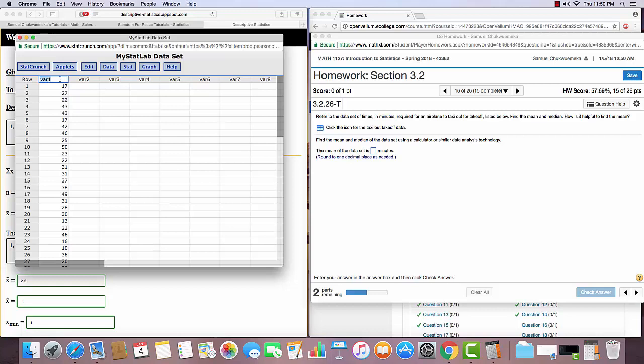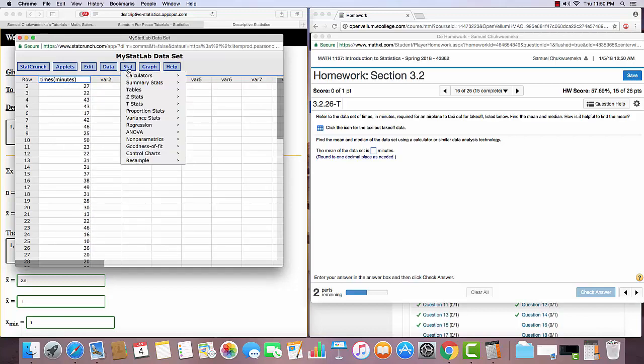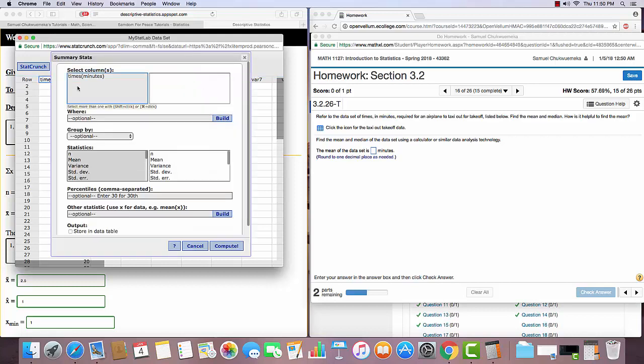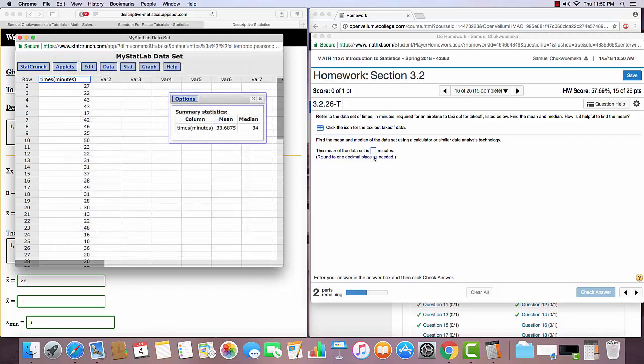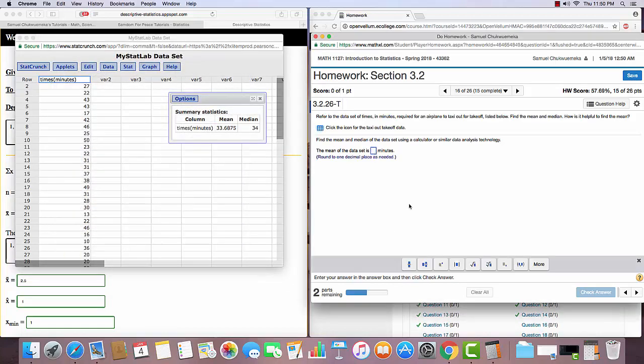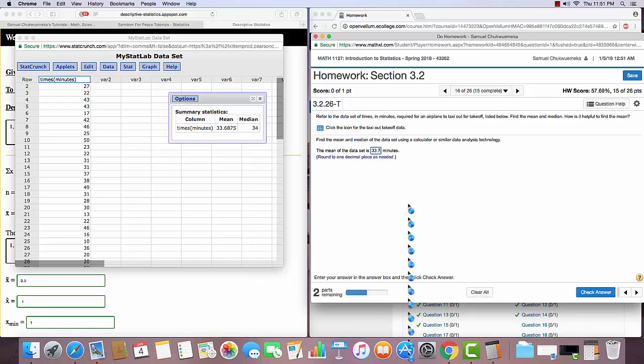I want to name this variable times. And I can put minutes in. You can do that. Times in minutes. Okay. Start. Summary Stats. Columns. Select the times. And we need the mean and median. Compute. So the mean to one decimal place is 33.7. And the median is just 34.